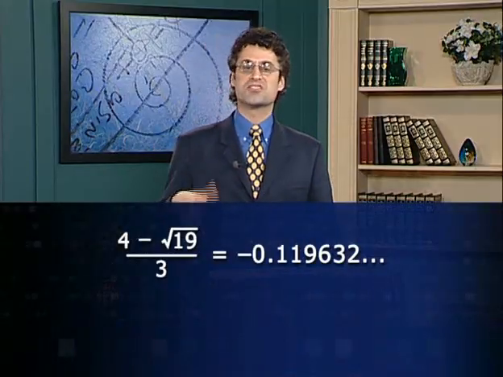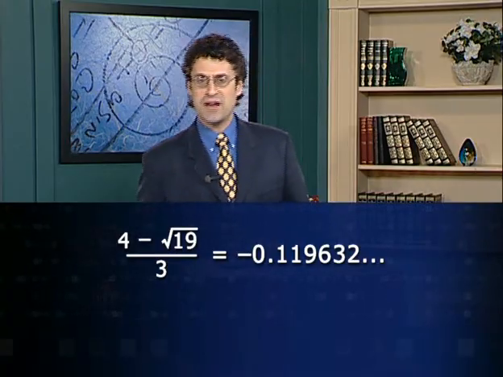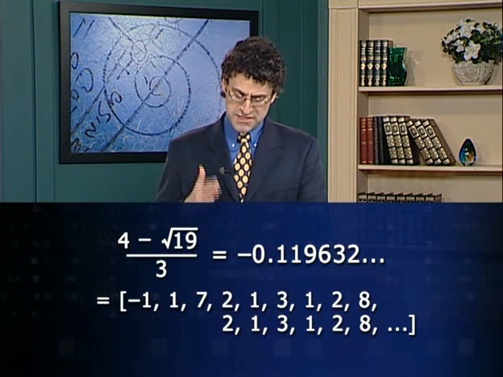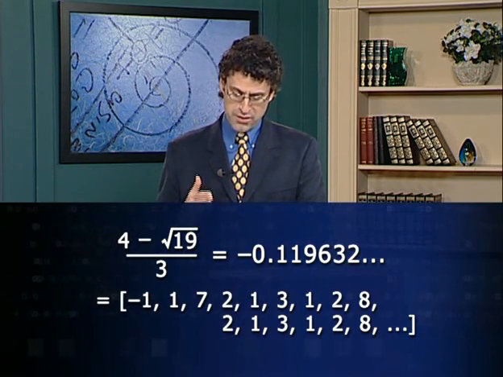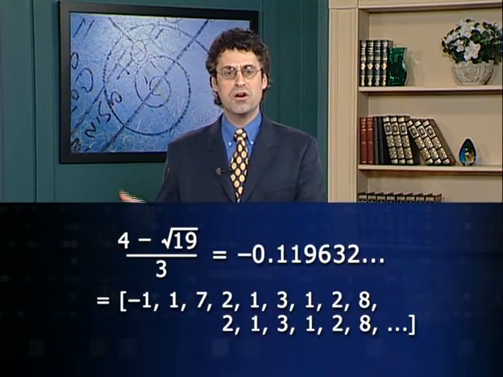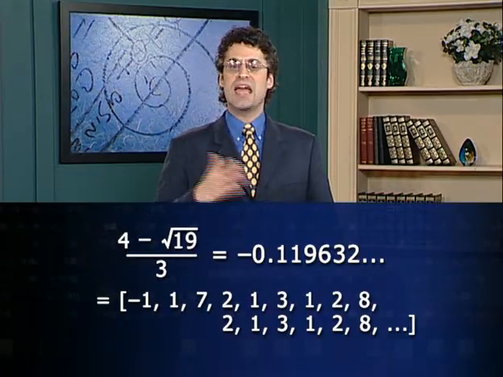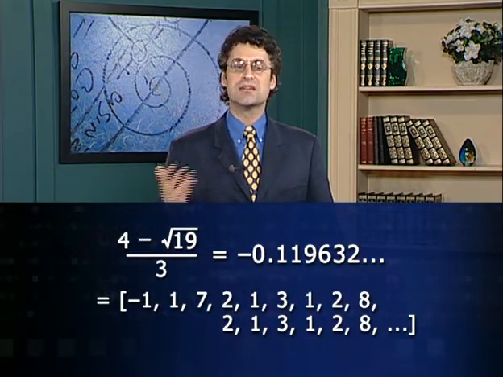For example, if we consider the very complicated looking quadratic irrational 4 minus the square root of 19 divided by 3, then if we looked at its continued fraction expansion, we would see negative 1, 1, 7, 2, 1, 3, 1, 2, 8, 2, 1, 3, 1, 2, 8, and so forth. And we would notice that it too is periodic with the endless repetition of 2, 1, 3, 1, 2, 8 forever.